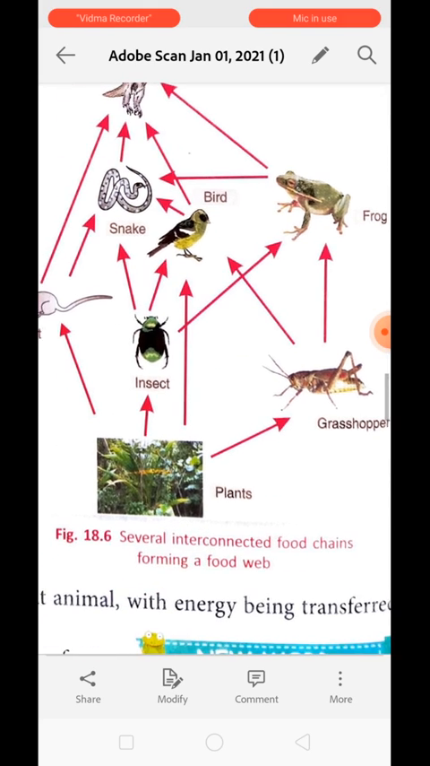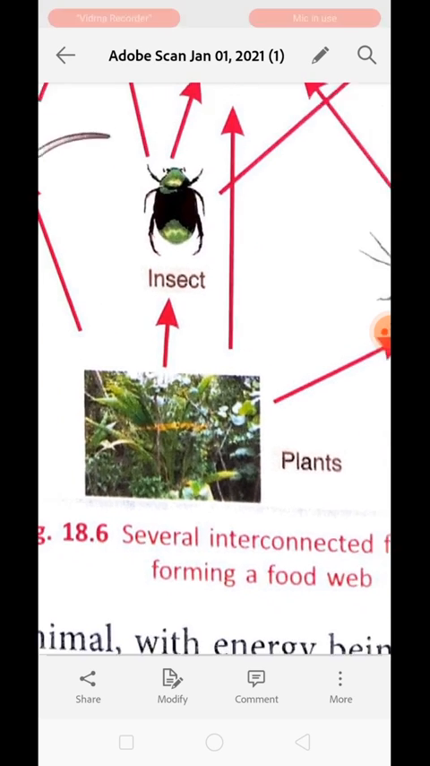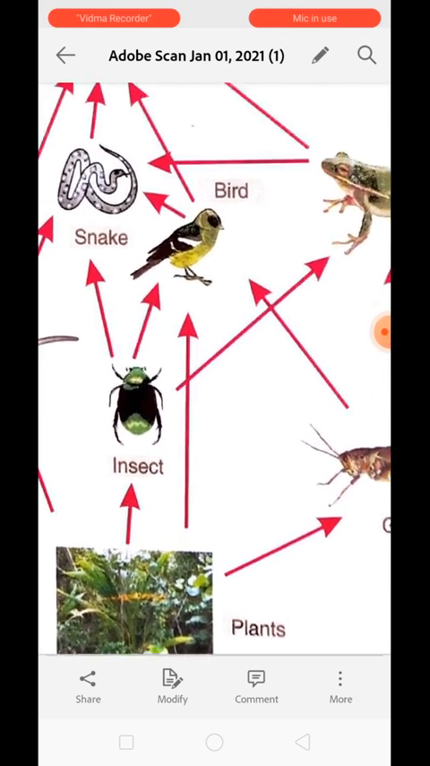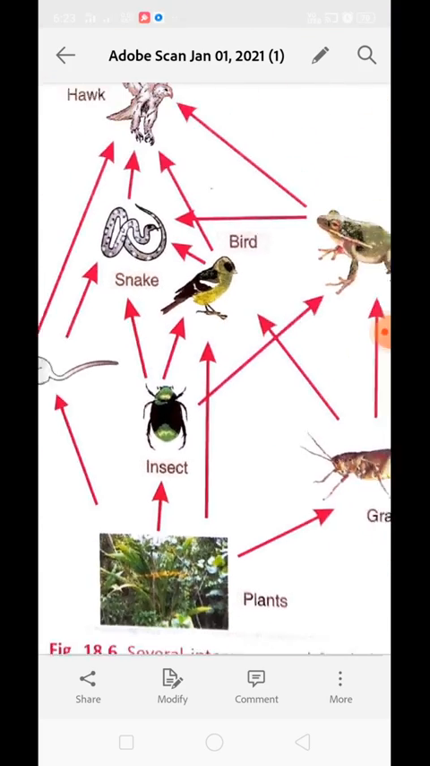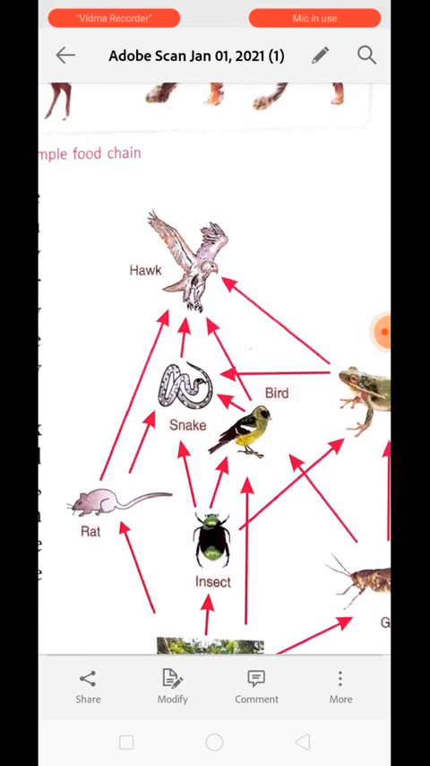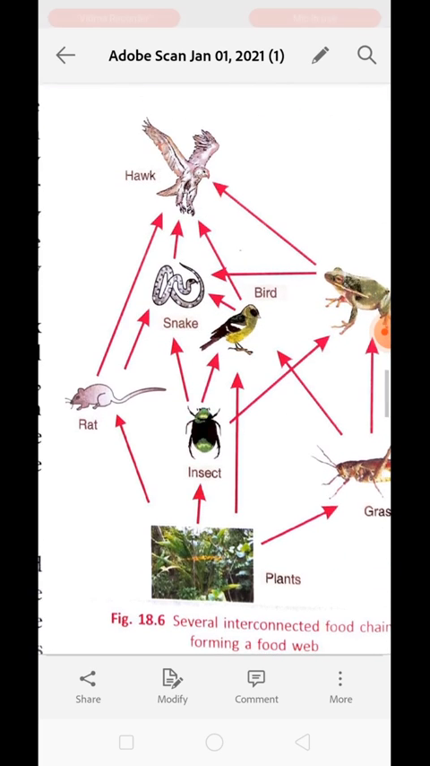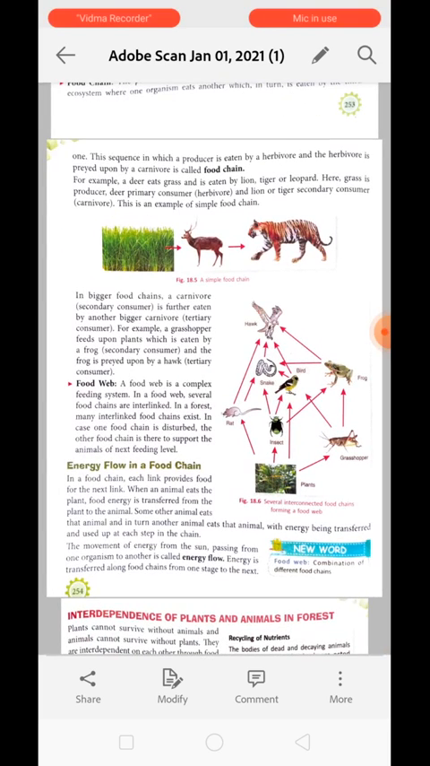For example, the sun's energy has been trapped by the plant in the form of food. Later on it is transferred to the insect. From the insect it is transferred to the bird or the snake, and from these two it is transferred to the hawk. Means from one stage to the second, to the third, to the fourth, it is transferred in this manner. Understood, class? This is how energy flow takes place in a food chain in an ecosystem.